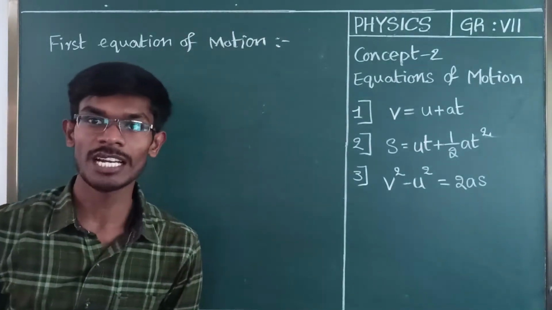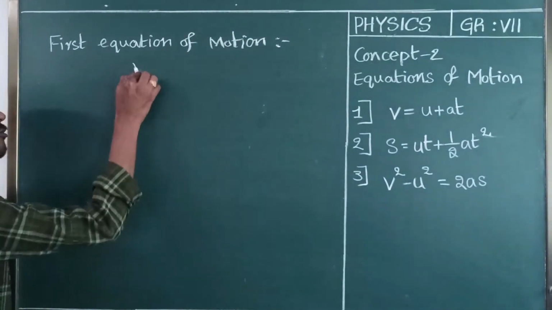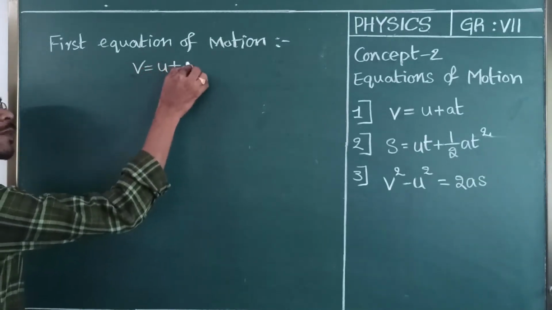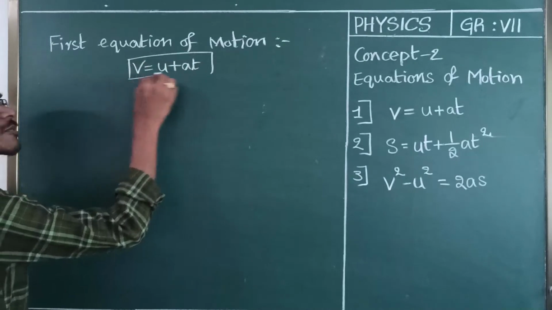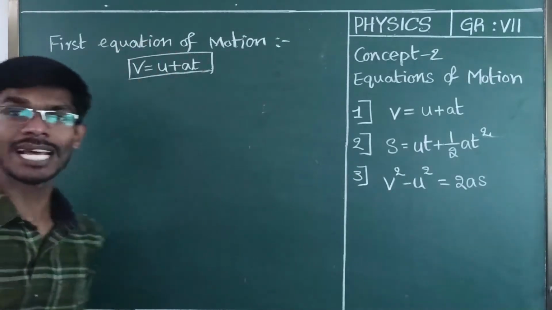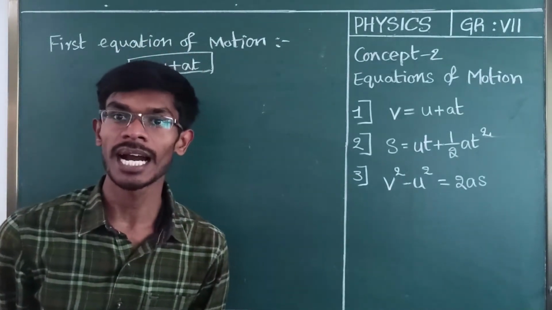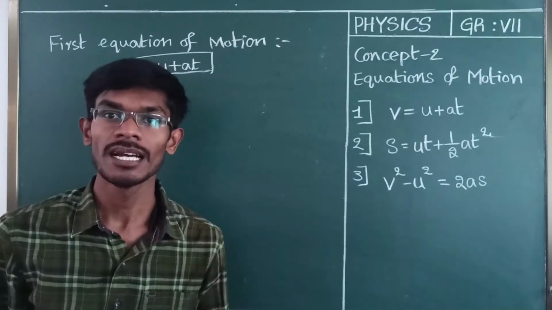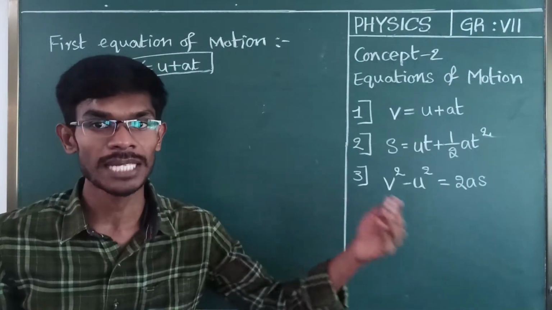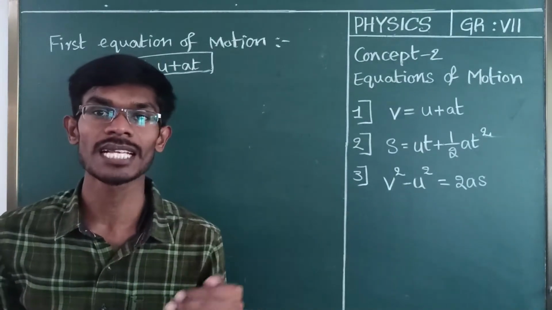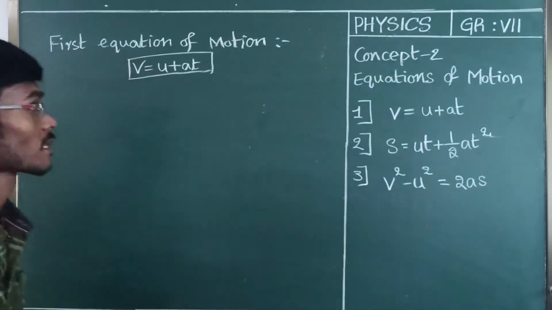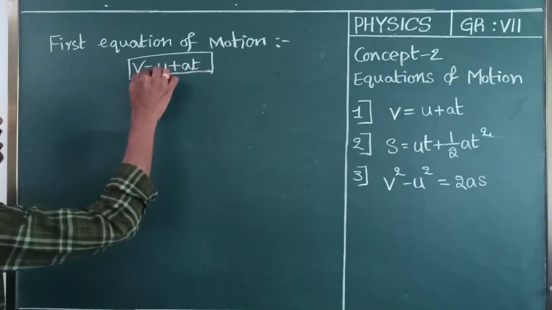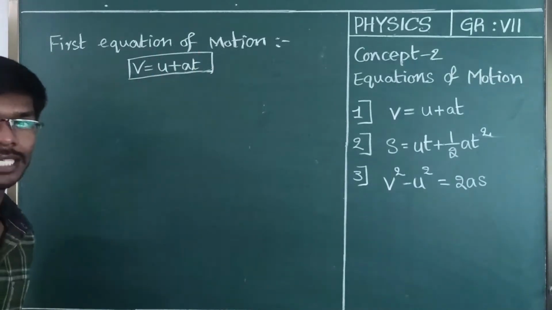The first equation of motion is v = u + at. It gives us the relation for the final velocity of an object after traveling some distance and after some time t. What is the final velocity of an object after t seconds? That gives us the relation v = u + at.